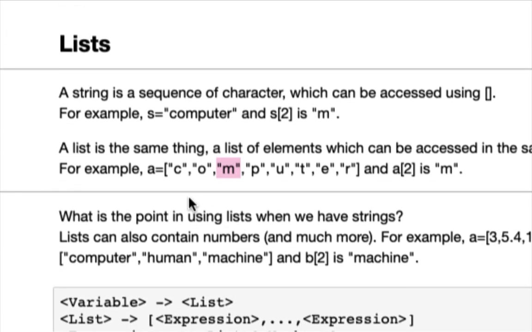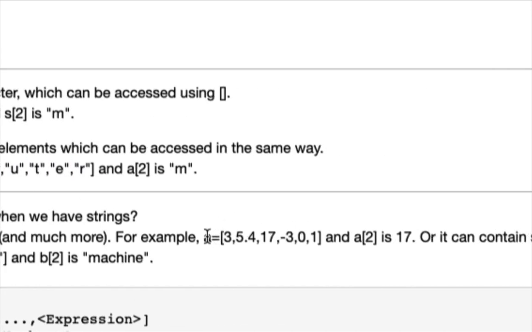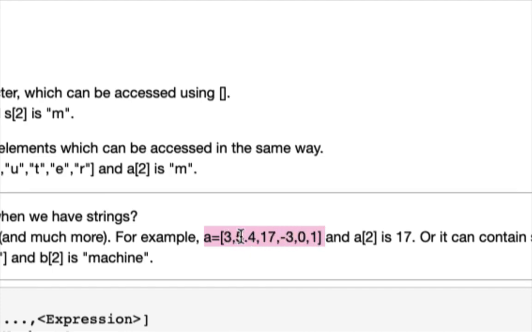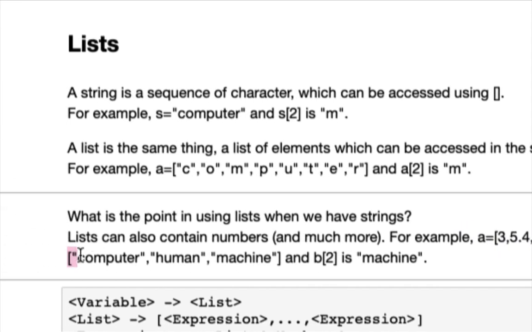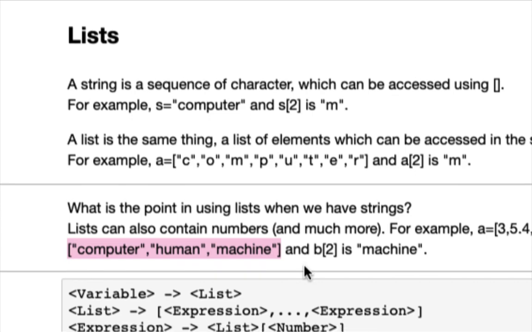Okay, so at this point you can say, well, I have the string, why should I build a list? Well, the advantage of building a list is that you can put inside everything. So you're not limited to putting inside only characters. For example, a list can contain numbers. This is an example of a list: 3, 5.4, 17, -3.0, 1. So float and int mixed. In this case, a[2], 0, 1, 2, the element in position 2 is 17. It can contain strings. For example, b = ["computer", "human", "machine"], b[2] is machine. It can also contain mixed things.